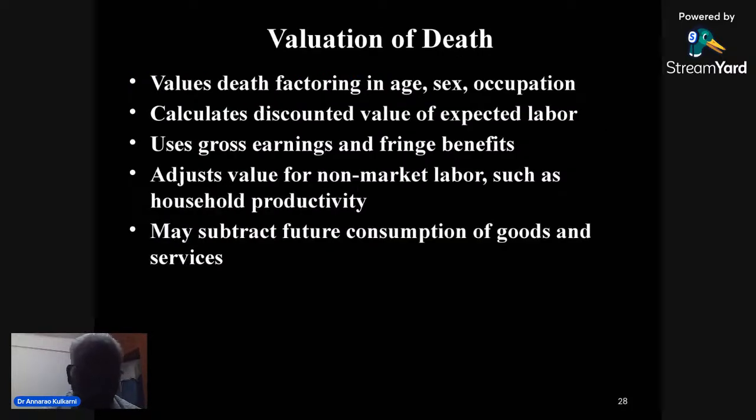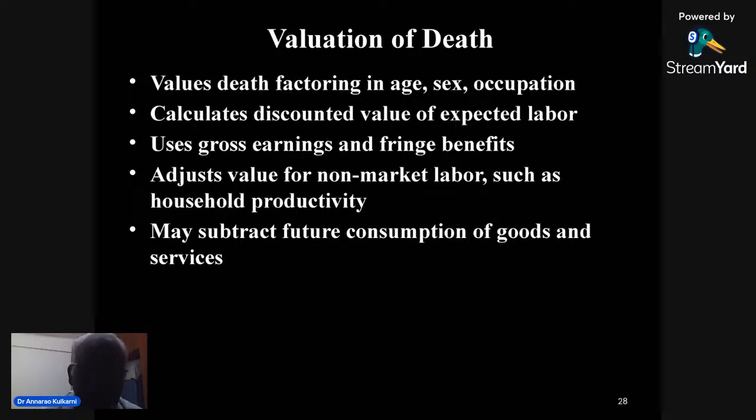The human capital approach would base the value of death on the person's age, sex, and occupation because wages differ by age, sex, and occupation in our society. The present value of future earnings, including gross earnings and fringe benefits, would be adjusted for non market labor such as household productivity. In some cases, we subtract future consumption from this value because these goods and services would still be available for other members of the society to consume.